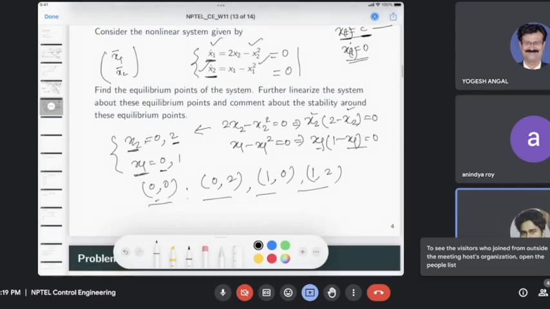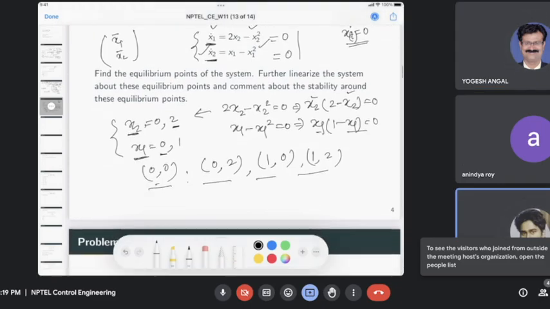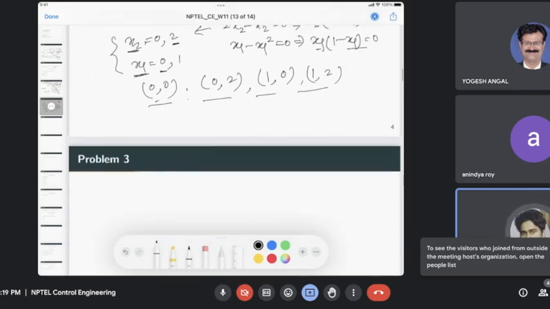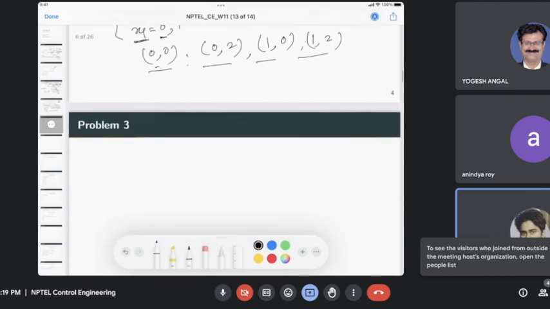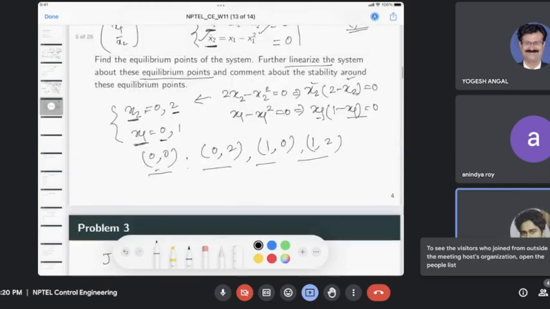So then we want to find the linearized system about these equilibrium points, and then what is the stability around that equilibrium point. For linearizing the system, we compute the Jacobian. The Jacobian is defined as, so it's two-dimensional.